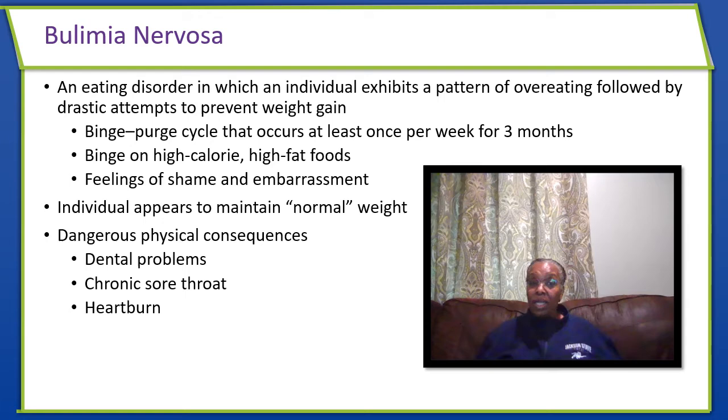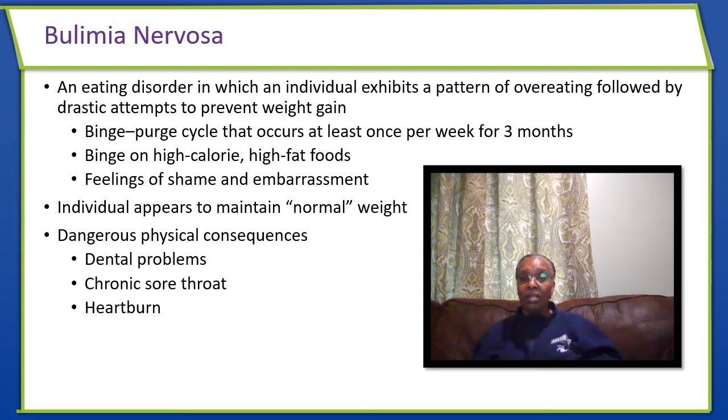Again, in terms of bulimia nervosa, understand that they go through the cycle of binging and purging, okay? This usually happens at least once a week for a 3-month period. When they're binging, it's high calorie foods. It's like, I can have anything I want because I'm just going to let it go, okay? But they do feel ashamed and embarrassed about this whole situation.